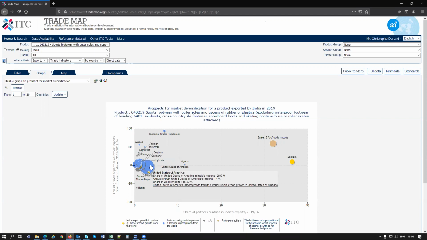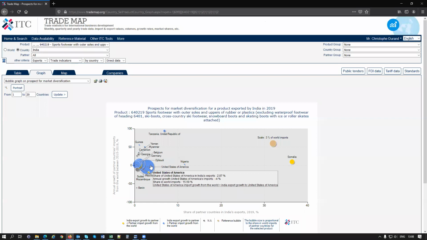In terms of dynamism, the import growth is actually -4%. So the market is contracting, which is not a very good sign. However, the share of USA in the world imports is 15.59%, which means it's basically a large market. So it's a large market in contraction, right? So once again, everything matters here, and you have, as a business, to decide what matters the most for you.